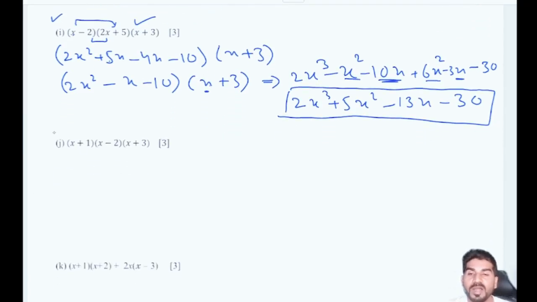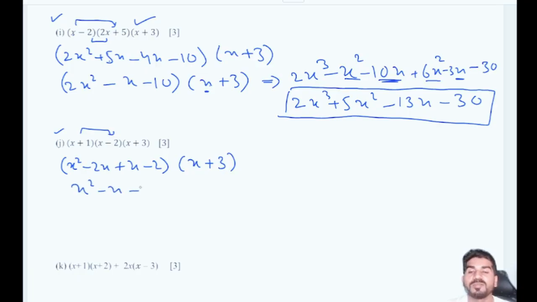Okay, next part is part J here. For x times x, it will be x square, and x times negative 2, it will be negative 2x. Only 1 times x, it will be x, and 1 times negative 2. This is the multiplication of these two expressions, and the third expression will be multiplied next. Here it will be x square minus x minus 2. By simplifying x and negative 2x, it will be negative x.